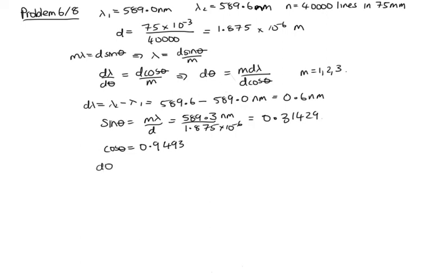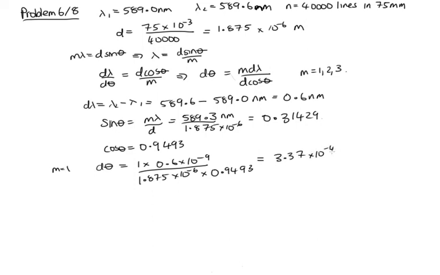So now we've got everything that we need to substitute in this equation when m is equal to 1. So we've got d theta is equal to 1 times d lambda, which is 0.6 times 10 to the minus 9, over d, which was 1.875 times 10 to the minus 6, times cos theta, which is 0.9493. And solving that one on the calculator, we end up with 3.37 times 10 to the minus 4 radians. And if we want, we can convert it to degrees, which is 0.0193 degrees.